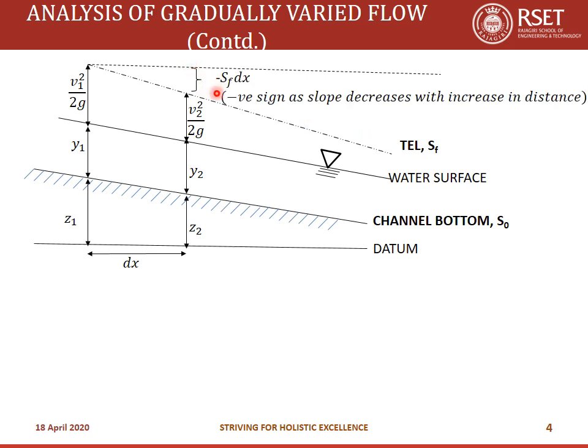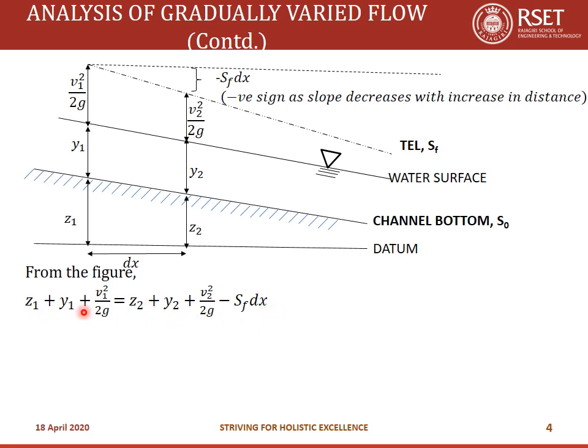However, I have written it as minus SF into dx. I just told you that the vertical distance is SF into dx, so I have written it as minus SF into dx. How did the negative sign come? The negative sign is given because the slope decreases with an increase in distance. And that is why, in order to denote that, a negative sign has been given. So now I am going to compare these two values. From the figure, I can simply write Z1 plus Y1 plus V1 squared by 2G is equal to Z2 plus Y2 plus V2 squared by 2G minus SF into dx.